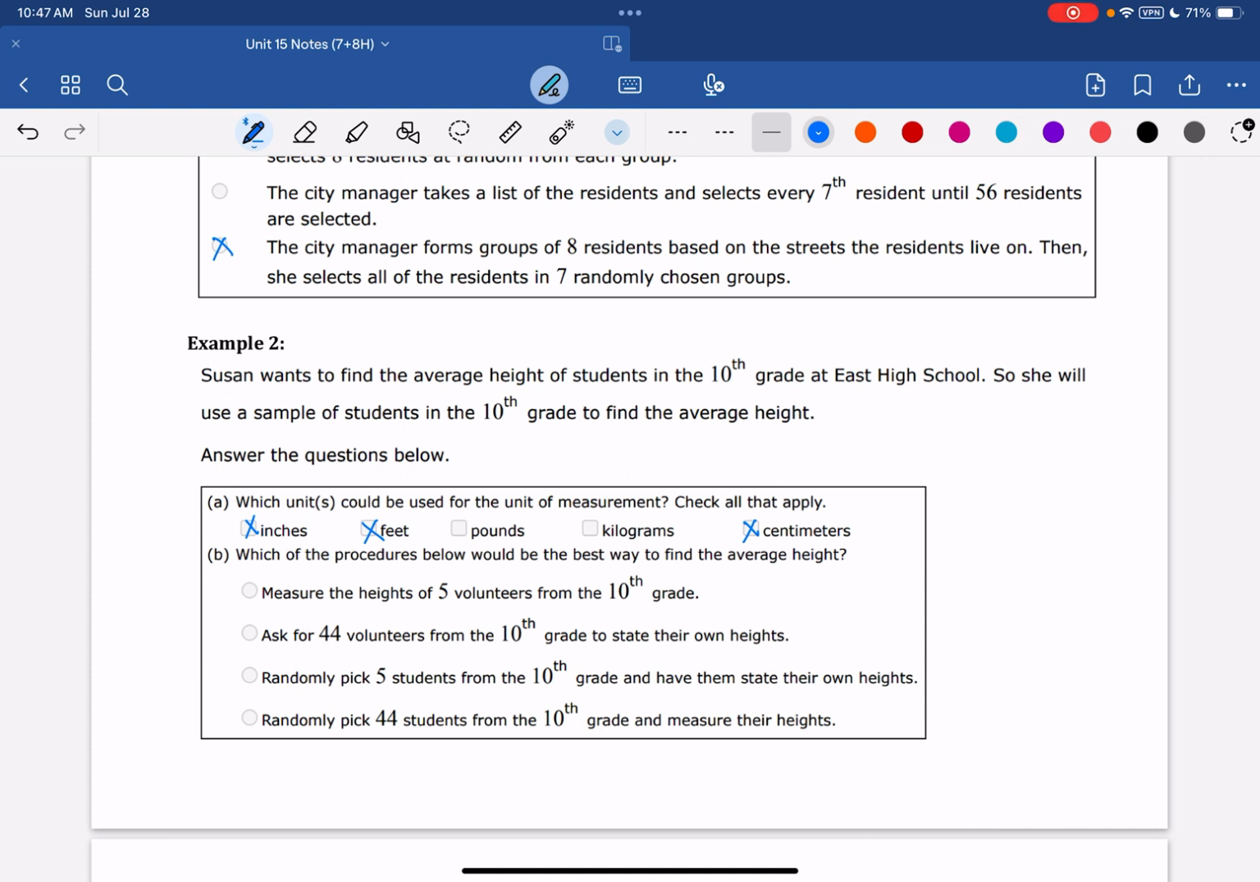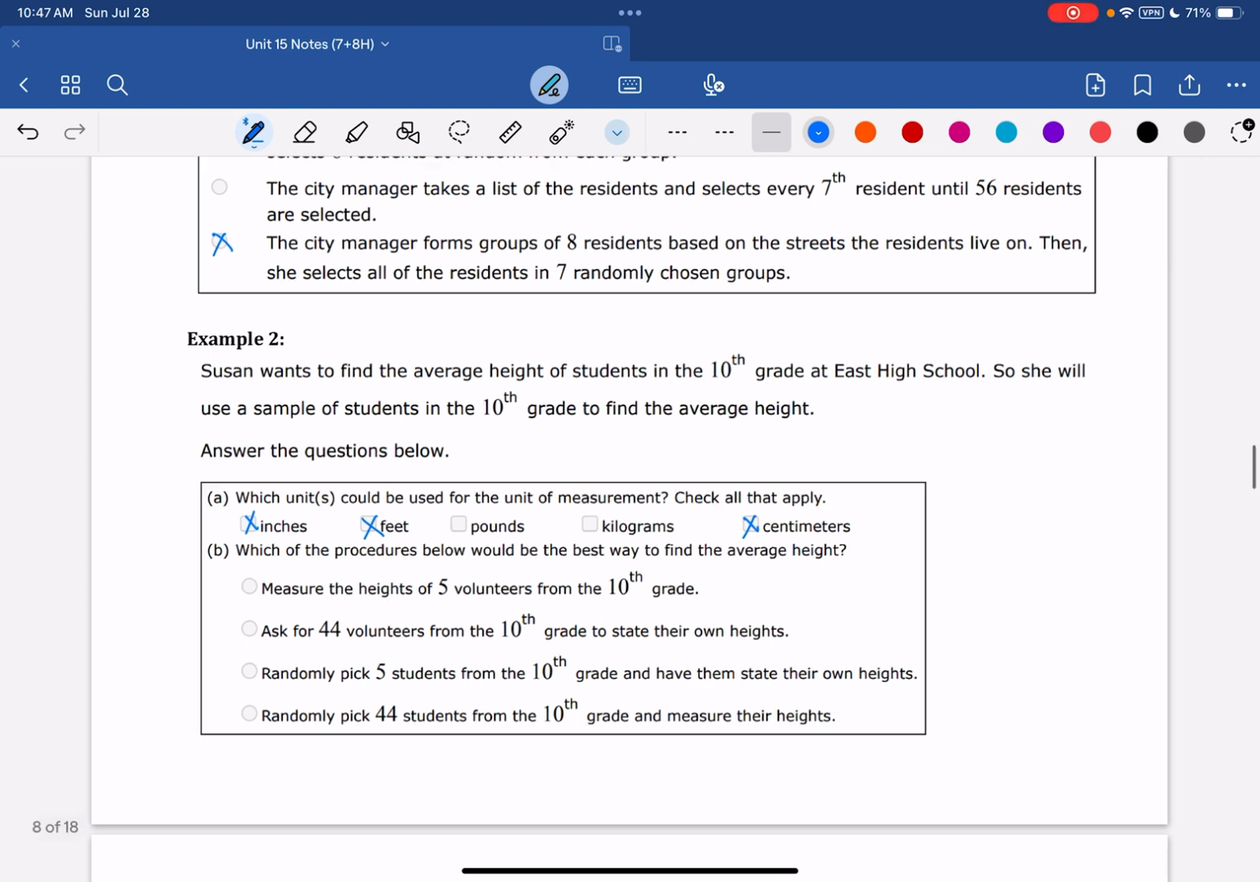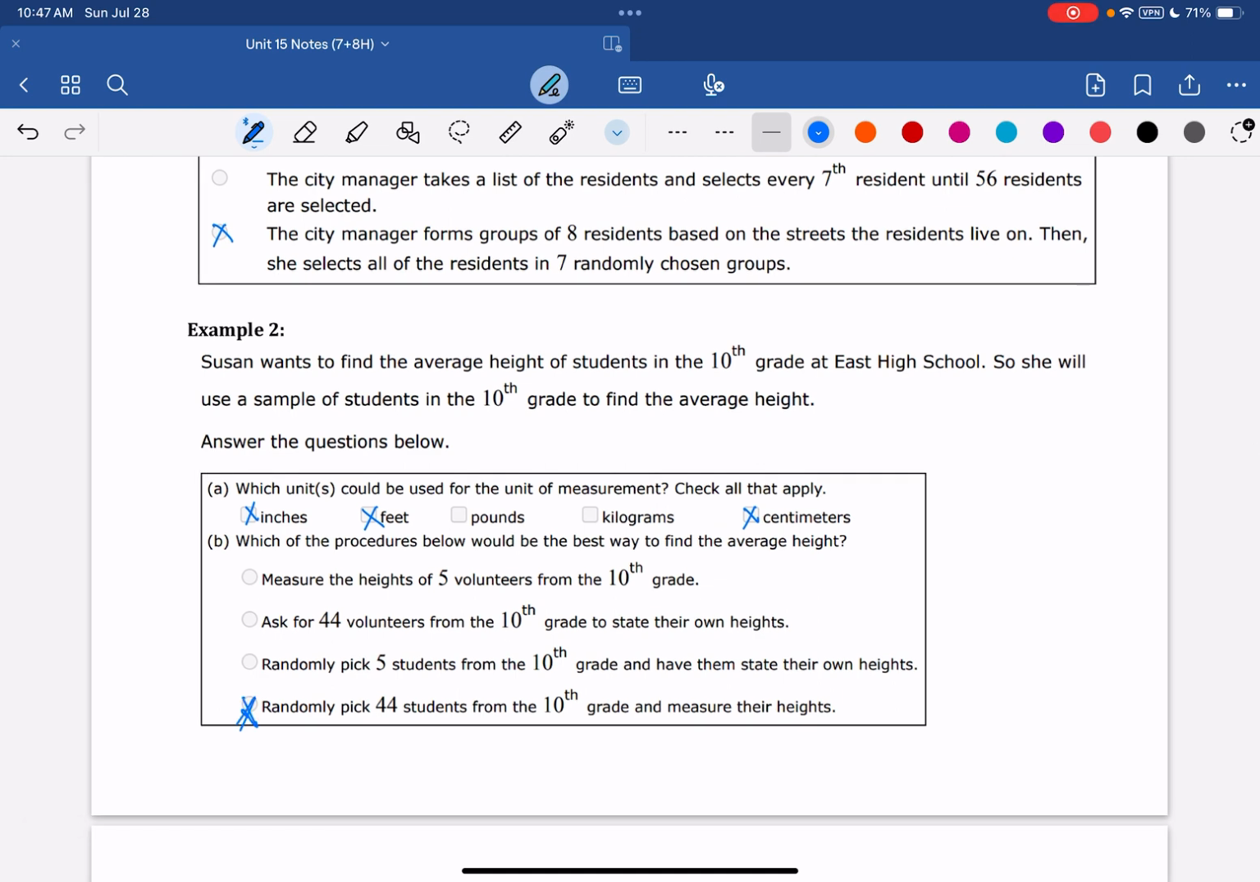Okay, which of the procedures below would be the best way to find the average height? So measure the heights of 5 volunteers. That would be very convenient. Ask for 44 volunteers from the 10th grade to state their own heights. That might not be super accurate. Randomly pick 5 students from the 10th grade and have them state their own heights, or randomly pick 44 students from the 10th grade and measure their heights. That would definitely give you the most accurate results.